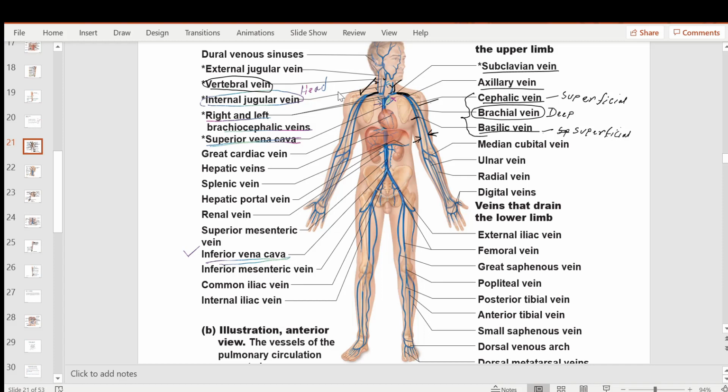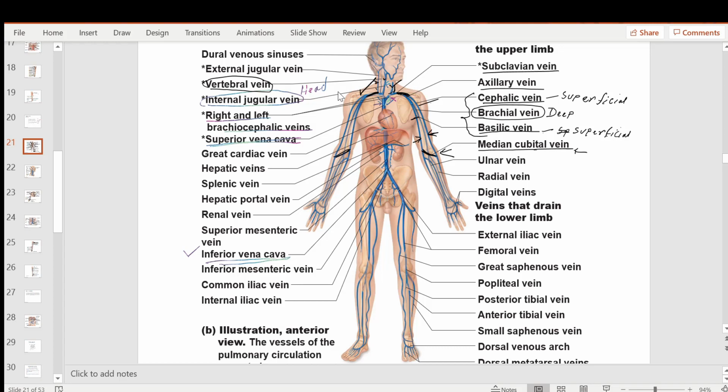Then what happens in the front of your elbow, in this area: cephalic and basilic are connected by a short vein that is called the median cubital vein. So this one here, this is the median cubital vein. It connects the cephalic and basilic, and in most cases we collect the blood from this median cubital vein for laboratory tests.